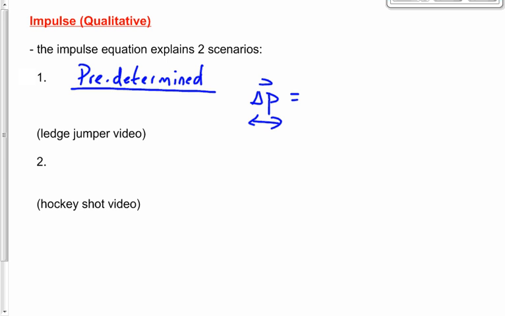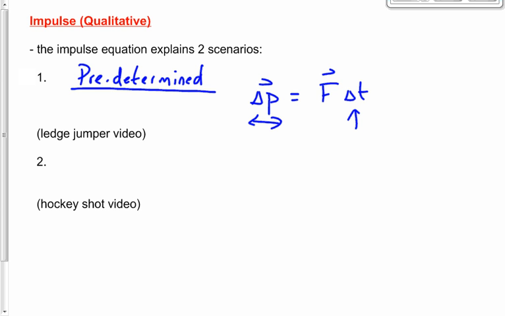Typically, the goal when you have a predetermined impulse is to increase the amount of time that it takes to stop. Bend your knees, it takes longer to stop. Use an airbag, it takes your head longer to stop. Use a baseball glove instead of your bare hand, it takes longer to stop. Put your foot on the brake versus crashing into a wall. It takes longer to stop.